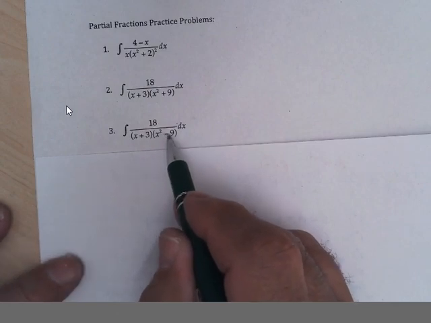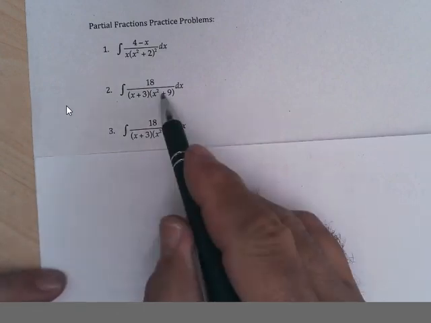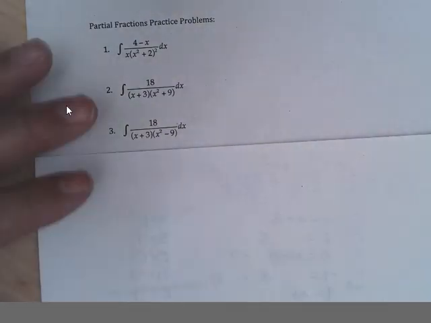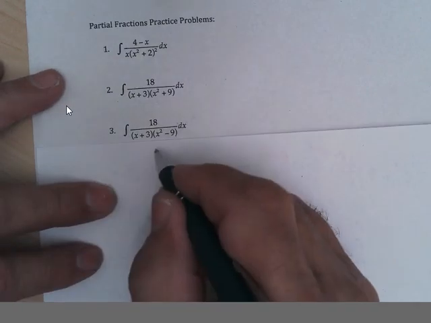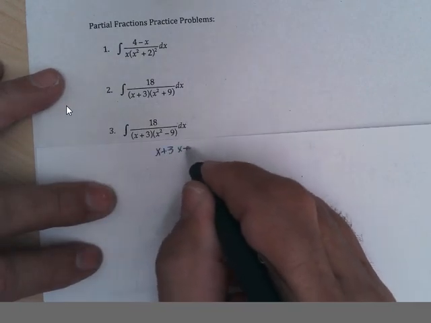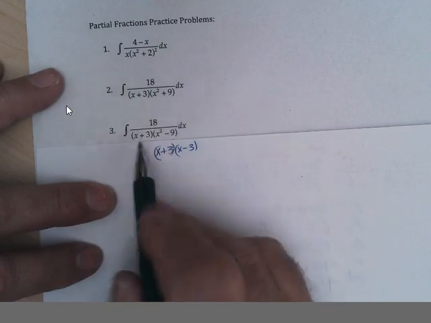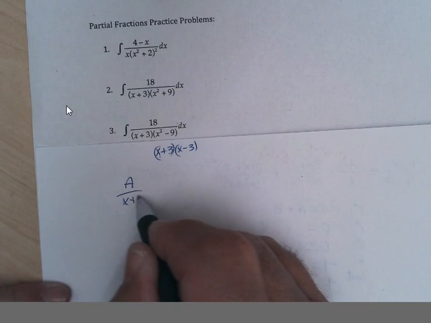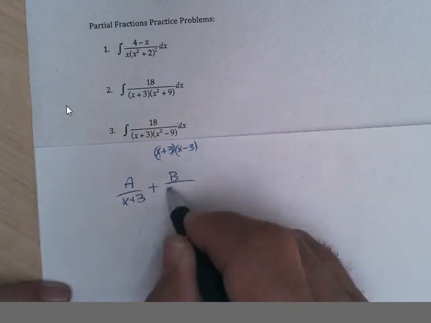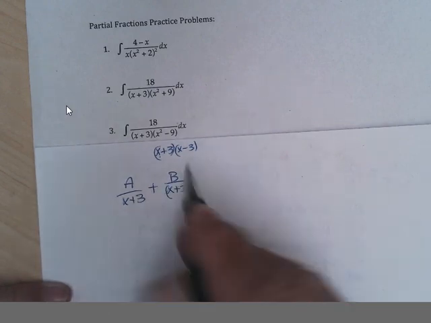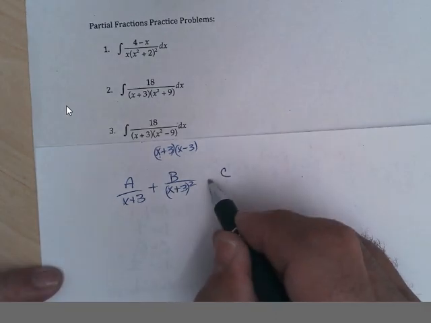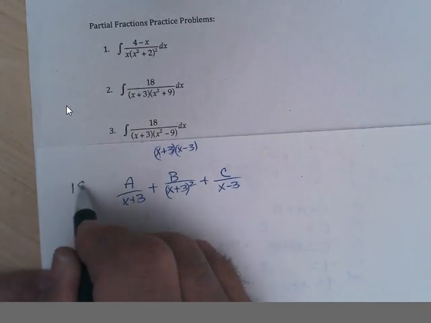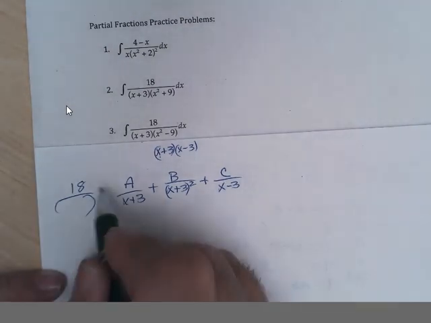Now I've got x squared minus 9 as opposed to plus 9. Looks almost the same, but it's a whole lot different. So that denominator, x squared minus 9, factors to x plus 3 and x minus 3. So I get x plus 3 and x plus 3 twice. So I put a over x plus 3 plus b over x plus 3 squared, because it's a repeated factor, and c over x minus 3. Has to be 18 over all that stuff. Identically equal.